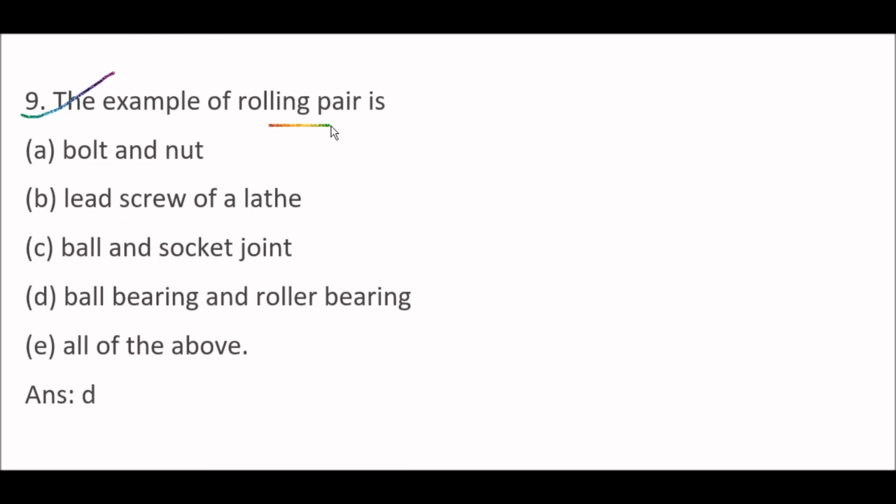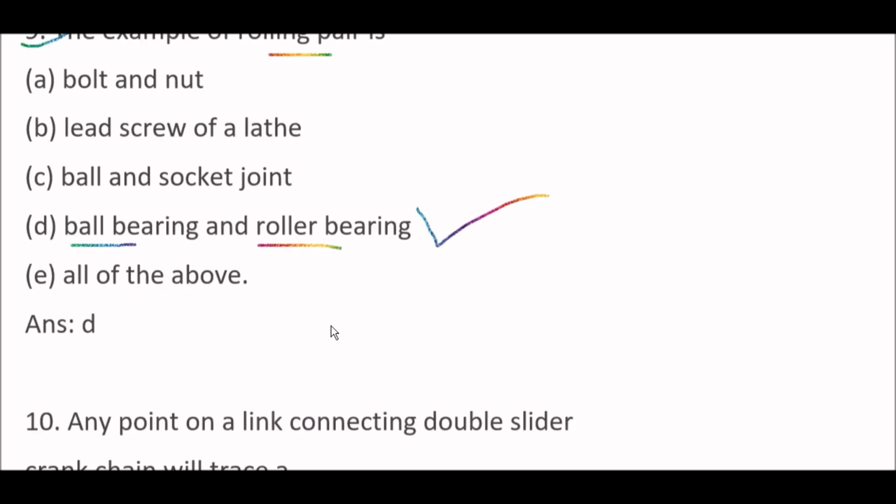The example of rolling pair is option E, bolt and nut. Option B, lead screw of a lathe. Option C, ball and socket joint. Option D, ball bearing and roller bearing. Option E, all of the above. Right answer is option D, ball bearing and roller bearing. Okay, so the example of rolling pair is ball bearing and roller bearing.